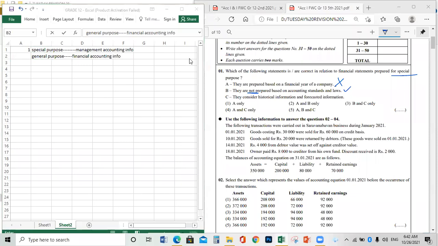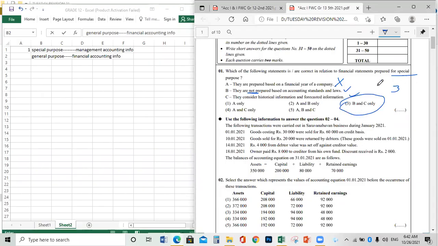So now see, yes, it is true. They consider historical and forecasted information. You know, management accountants, they mainly think about the future. Answer is the third one, B and C. Anyone who didn't understand there, please ask me quickly. Answer is the third one, B and C. Okay, now let's go to the next one. Use the following information to answer questions 2 to 4.